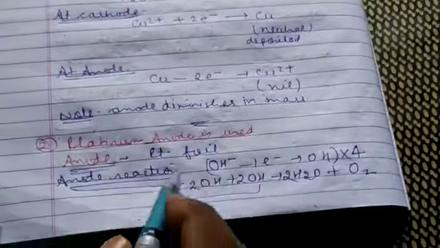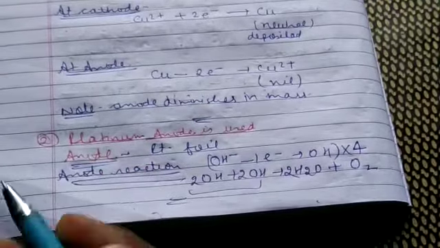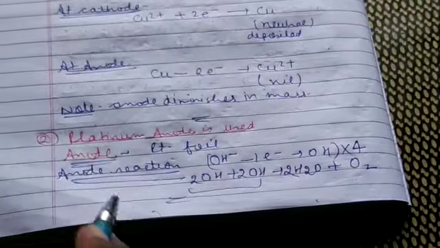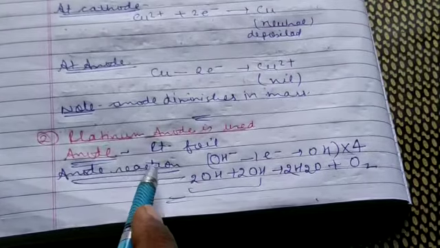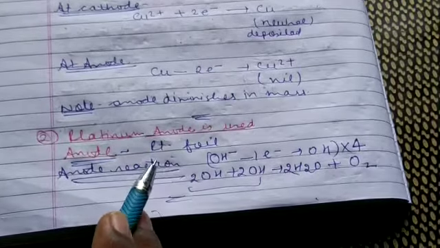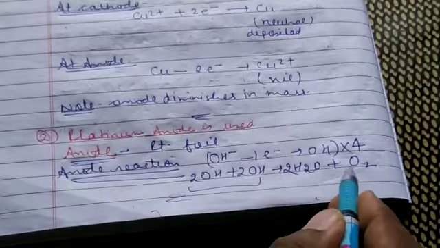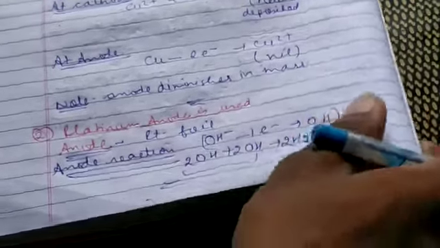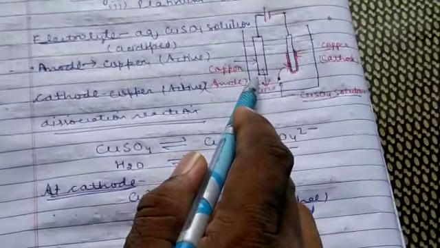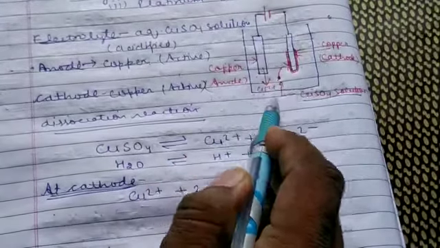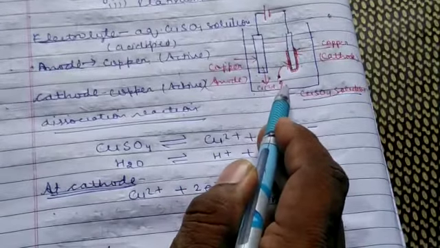Similarly, when you use platinum anode, there will be no change in the cathode reaction. Copper will already be deposited, but the anode reaction will change. Why? Because platinum is an inactive or inert electrode. Only OH will get discharged and form oxygen gas. It means no copper ion will emerge, so copper ion concentration will not be replenished. Hence the blue color fades.